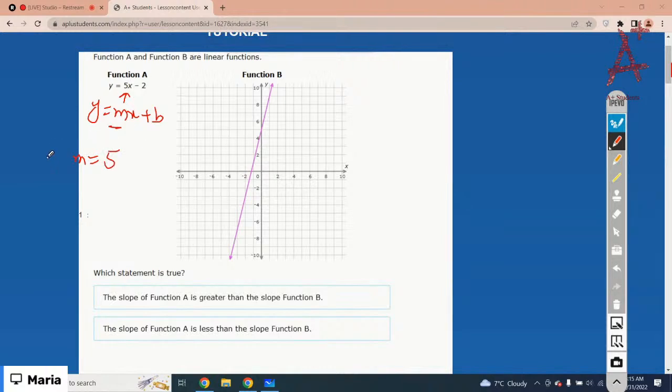Got it? Now you have to find the slope for function B. Just select any 2 points on the graph and find the slope. Let's just use this one and this one. The points are negative 1 and 1, and this one is x is 0, y is 5. Use these 2 points to find the slope. Got it? Slope is change in y divided by change in x.